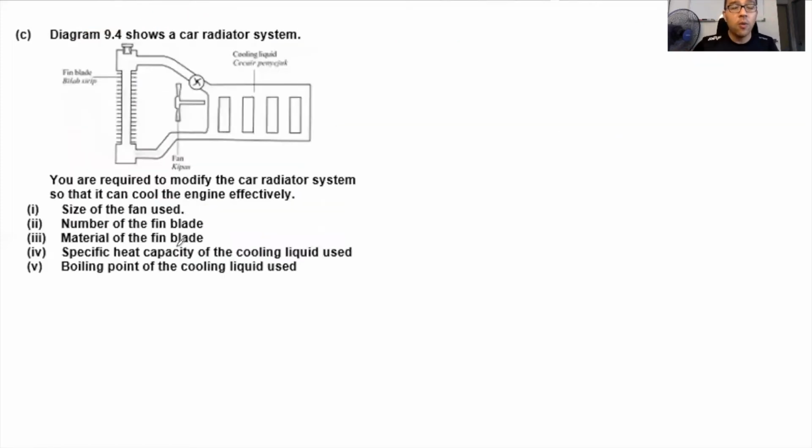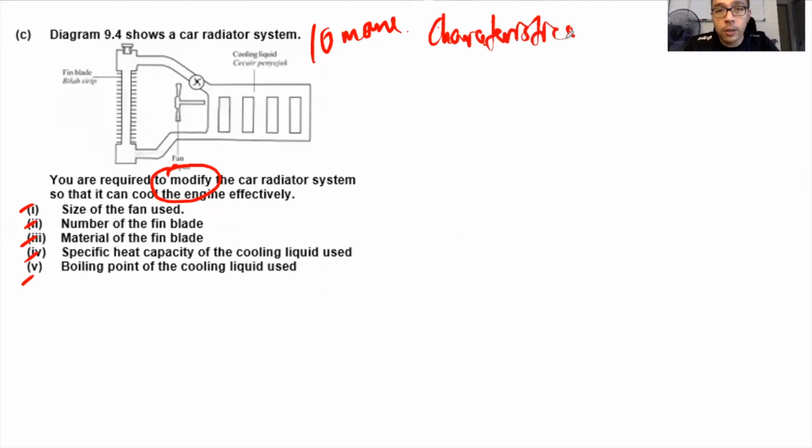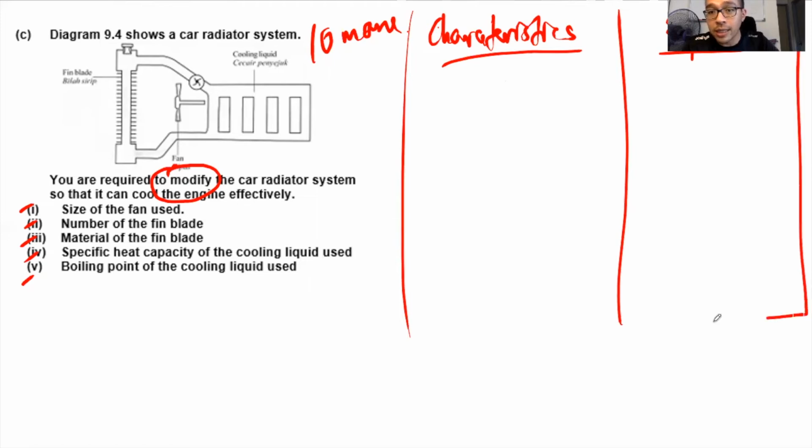Now once again, another modify question. This is also another 10-mark question, but the good thing is all the 5 characteristics are already given to you, so very easy, right? So let's say we make a table of characteristics, and of course the right side is the explanation. Remember once again, this 10-mark question must be answered in table format.